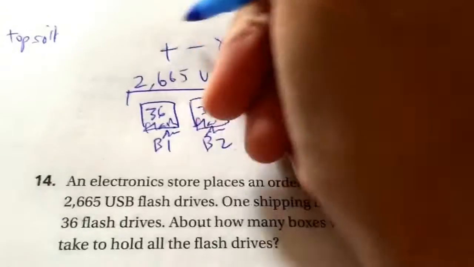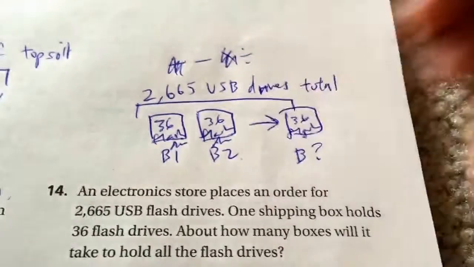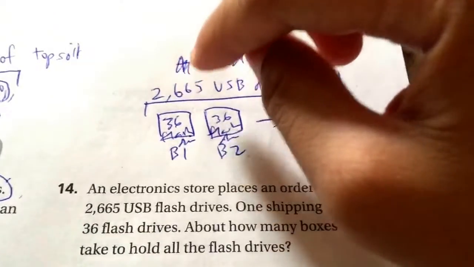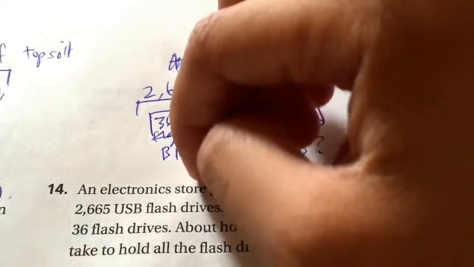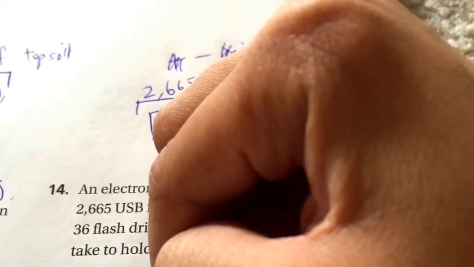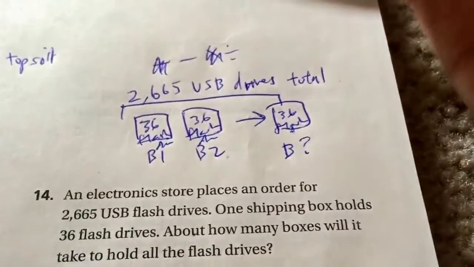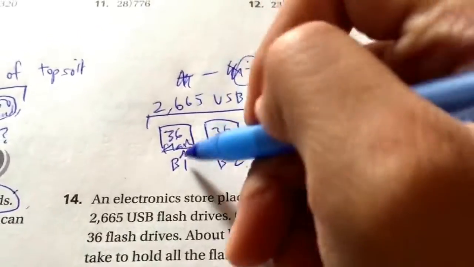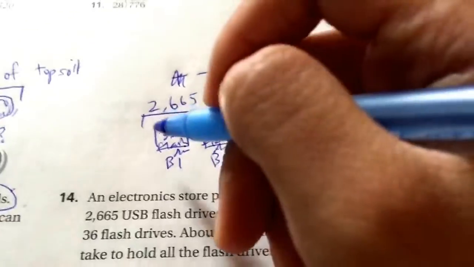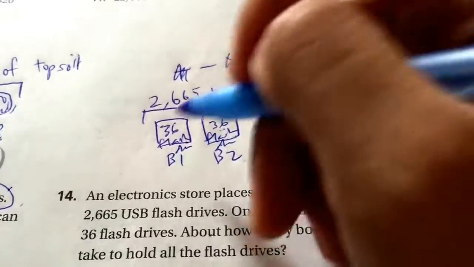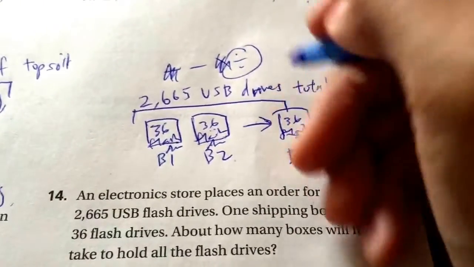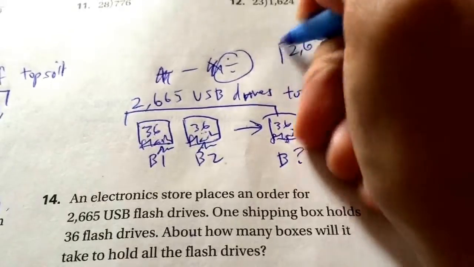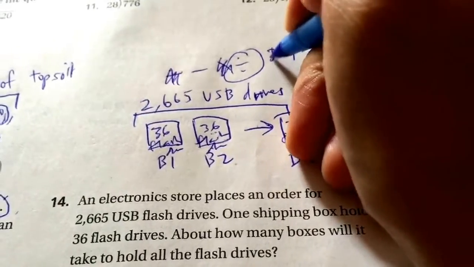They're getting smaller. So we won't be adding, we won't be multiplying, because we're getting smaller. From there, we could subtract 36, subtract 36, subtract 36. But if you do that, you might make a mistake and it'll take way too long. We could just divide because it's the same number. It's 36 repeated over and over, and repeated subtraction is division. 2,665 divided by 36.